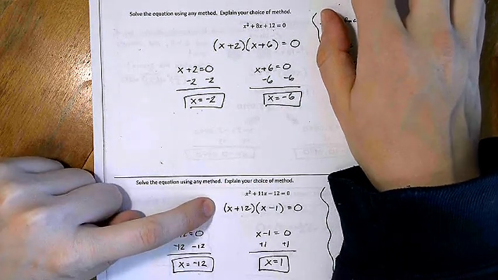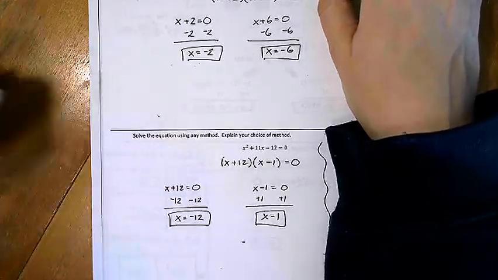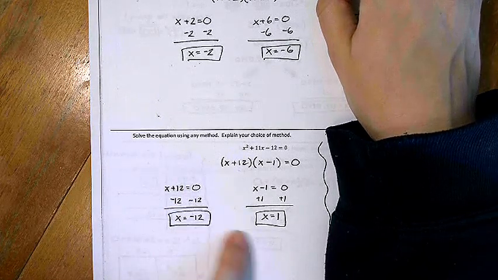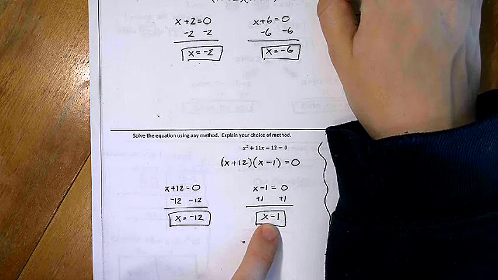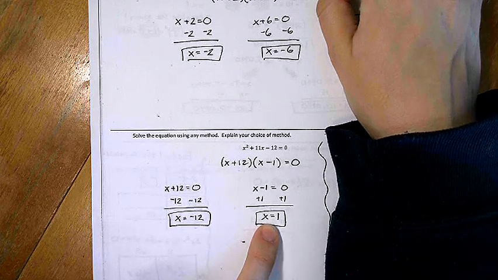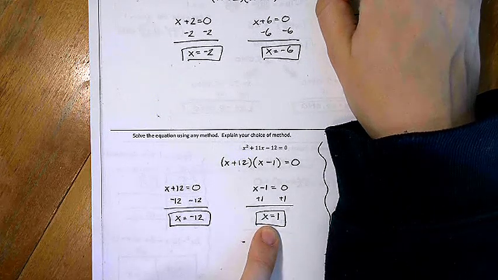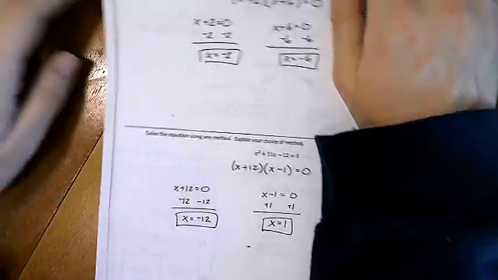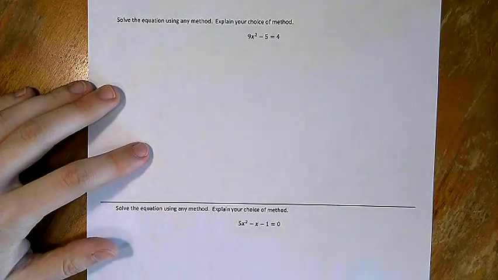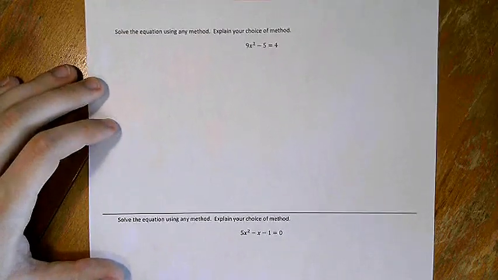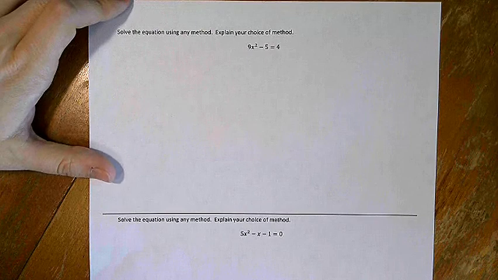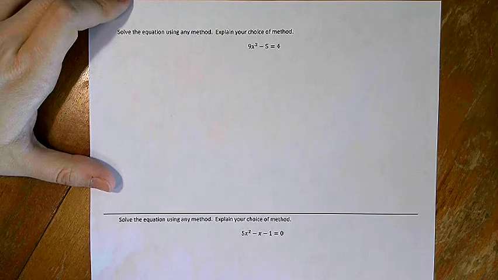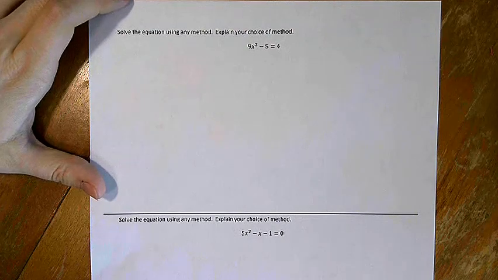I also factored for the bottom one. So with that one, I got x plus 12 times x minus 1. Your two answers should be x equals negative 12 and x equals 1. Again, it does not matter which method you chose as long as you got the same answers. All right, let's take a look at 2 more. So our next 2, we have 9x squared minus 5 equals 4, and 5x squared minus x minus 1 equals 0. Those are our next 2.